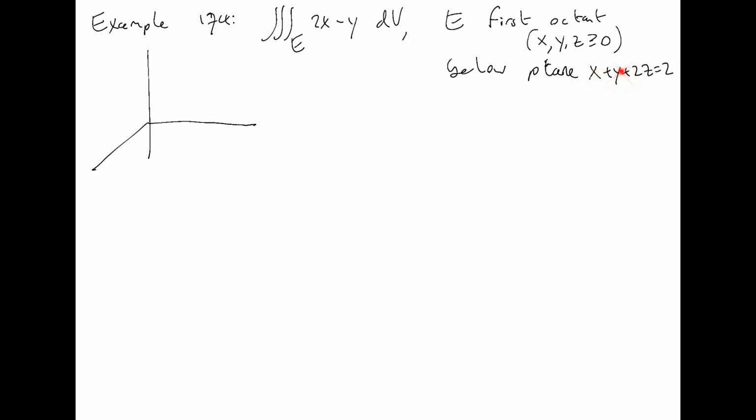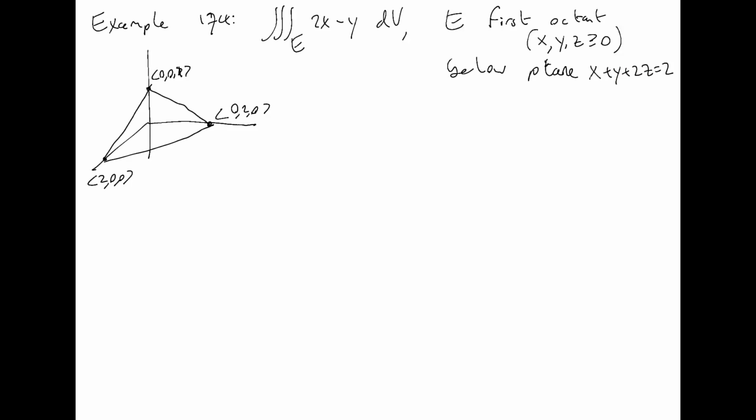So for instance, if x and y are 0, then 2z equals 2, so z is equal to 1. So this point (0, 0, 1) is going to be on the plane. And similarly, if x and z are 0, then y is 2, and if y and z are 0, then x is 2. So we get this point and this point. And so we see that for the plane, we have this triangle. So this is the point where y is 2, and this is the point where x is 2. And the plane just extends linearly from this triangle.